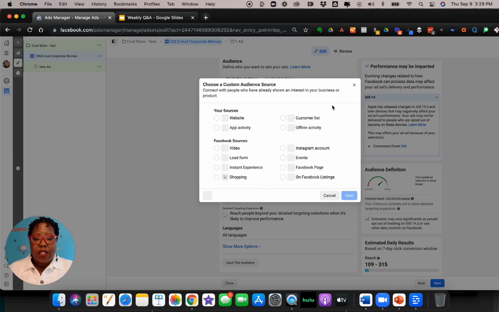The best way to do that is to go in here, create an audience, and you could do it based on the customer list. You could do it based on your website, people who have come to your website. Or some offline activity, like having a store where you have some data that you can add into that. You could also look at some of these Facebook resources.